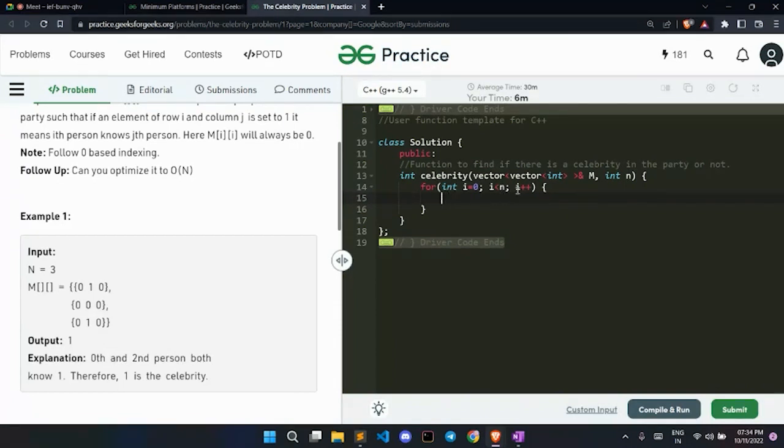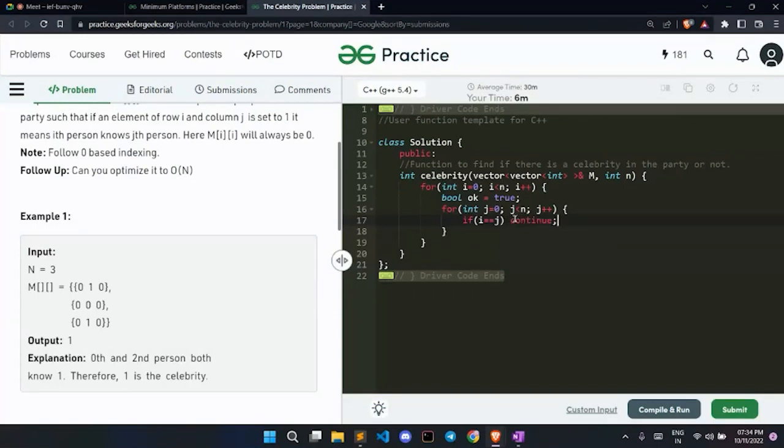So let's check. We will have one boolean value which will be set to true. Currently we are assuming this person is the celebrity. Okay. Now we will check for all the values, all the rows, columns. So if I is equal to j, meaning its intersection, then we don't have to do anything. So here we can write continue. But we have one more option. Instead of writing continue here, we will just write if I is not equal to j, then we will do the steps which are further.